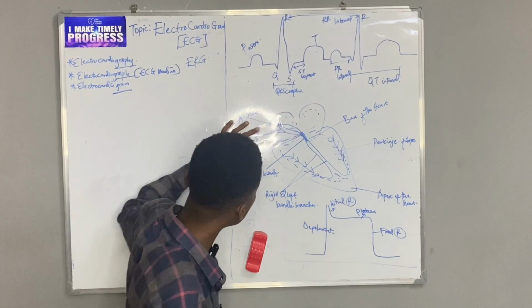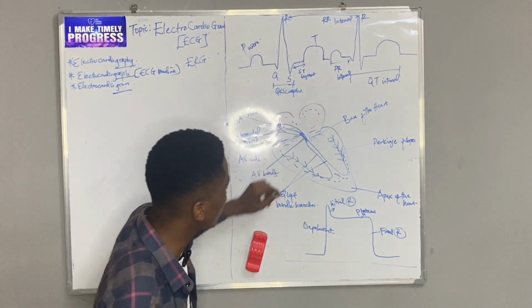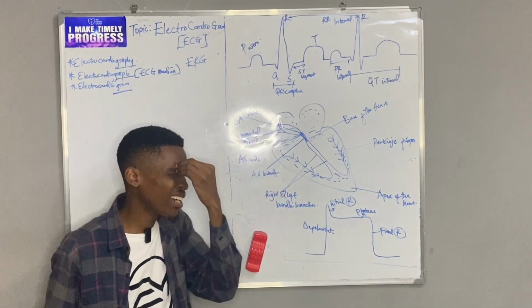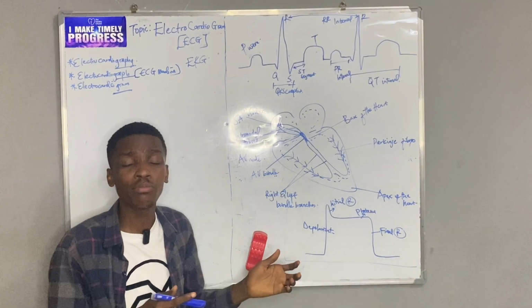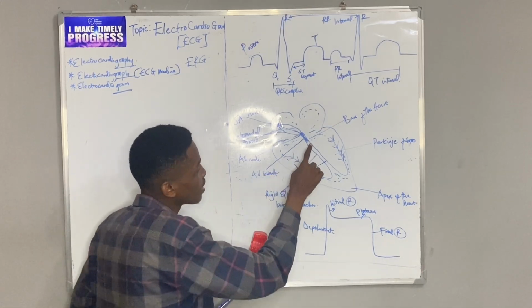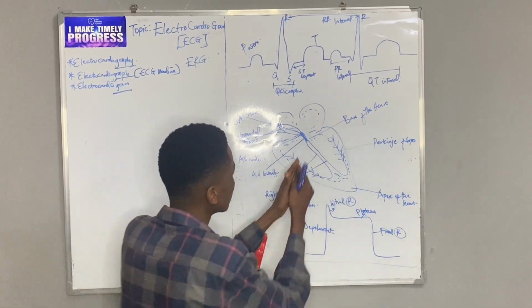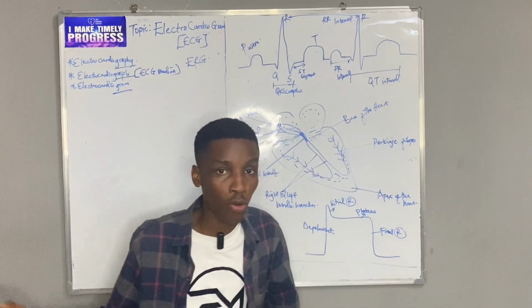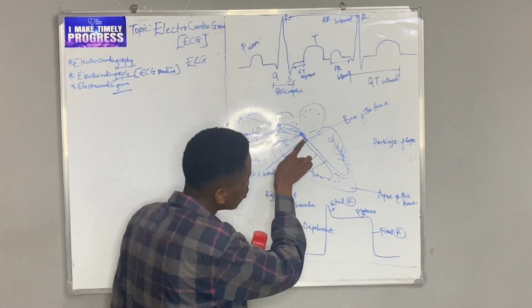Now, from the AV node, we have this bundle of fibers that come down called the AV bundle. Another name is the bundle of His. Of course, you know what separates the right from the left side of the heart is called a septum. So first and foremost, it will go through this septum.